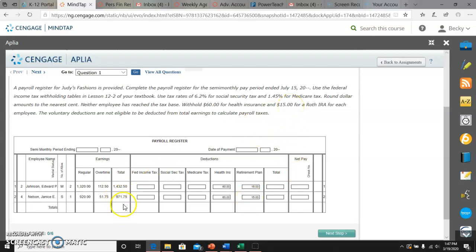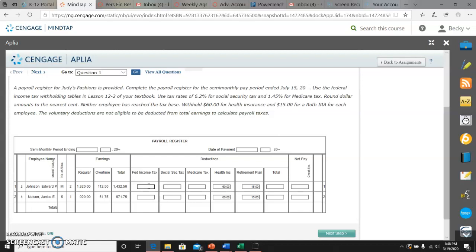It's already computed total earnings. It has our allowances and marital status over here. These are the allowances, 2 and 1, and marital status, married and single. So we need to use a different table. We're going to use the table on page 354 for Edward, since he is married.